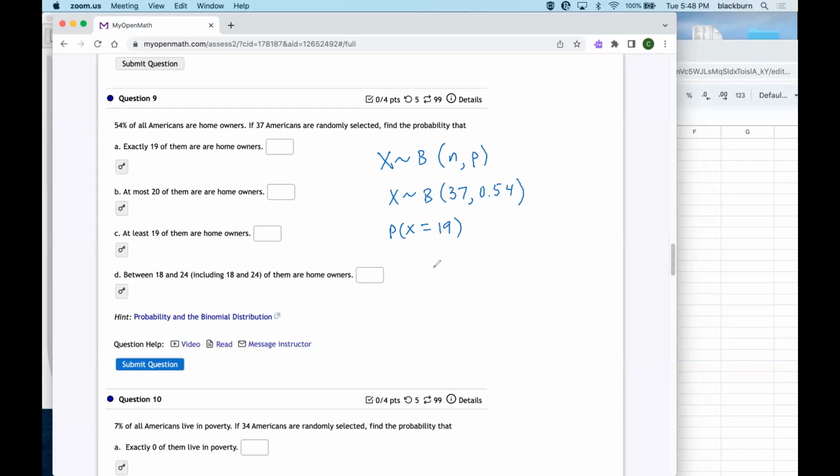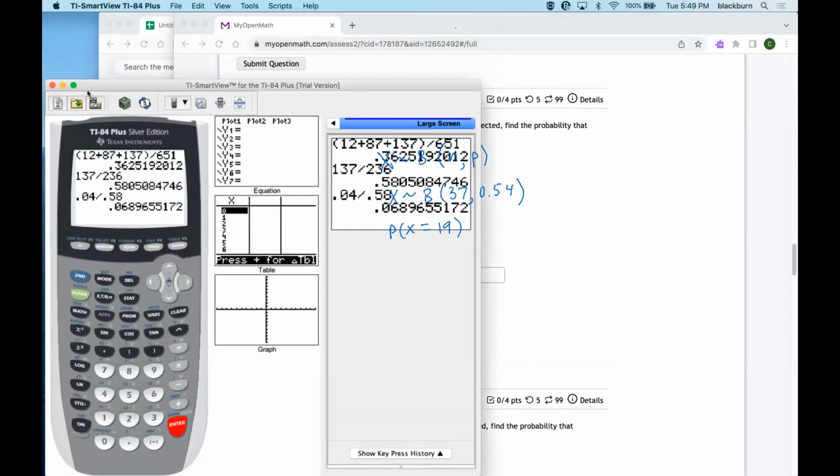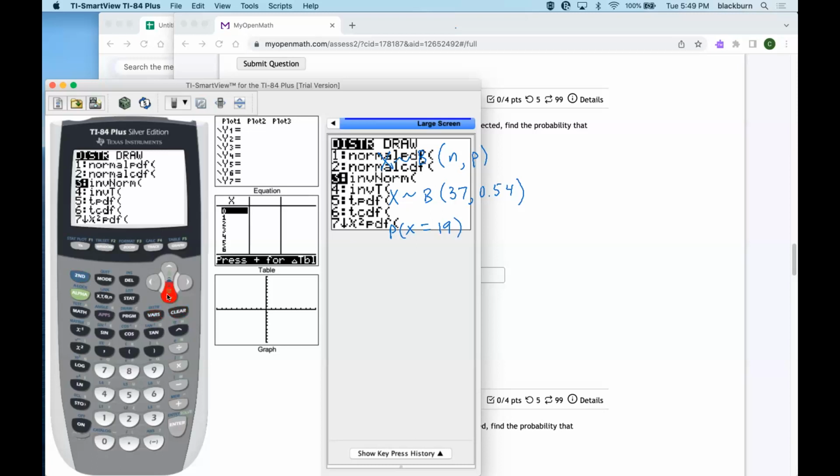So the probability that 19 are homeowners is probability X equals 19. Now, if we go to our calculator, here's my calculator. I have a binomial distribution. The DISTR button, right there, is my distributions. This is going to be your favorite button over these next couple of weeks. So I go second, DISTR, and there's a good chance we're going to use all of these. I want to go down to the binomial PDF or binomial CDF.